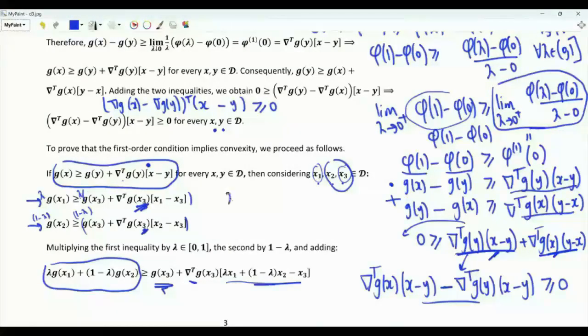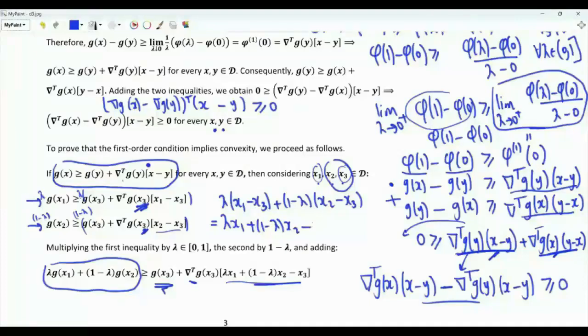What is the other vector? It is the scalar lambda multiplied by x1 minus x3 plus the scalar 1 minus lambda multiplied by x2 minus x3. This is equal to lambda x1 plus 1 minus lambda x2. Then we have minus x3 multiplied by lambda from here and 1 minus lambda from there. This is 1. This inequality is true for every x1, x2, x3 in the domain of function g.